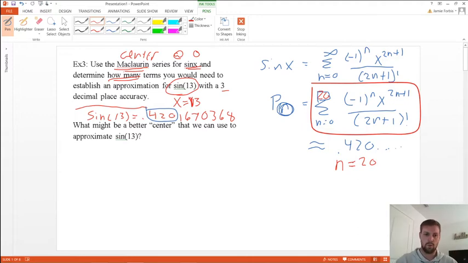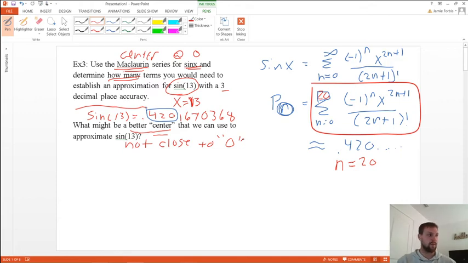Okay, so that's cool and all, but I don't want to use 20 terms. There's got to be a better center that we can use to approximate sine of 13. Like right now the center's at 0, and that's not close at all to 13. Okay, so what would be a better center?